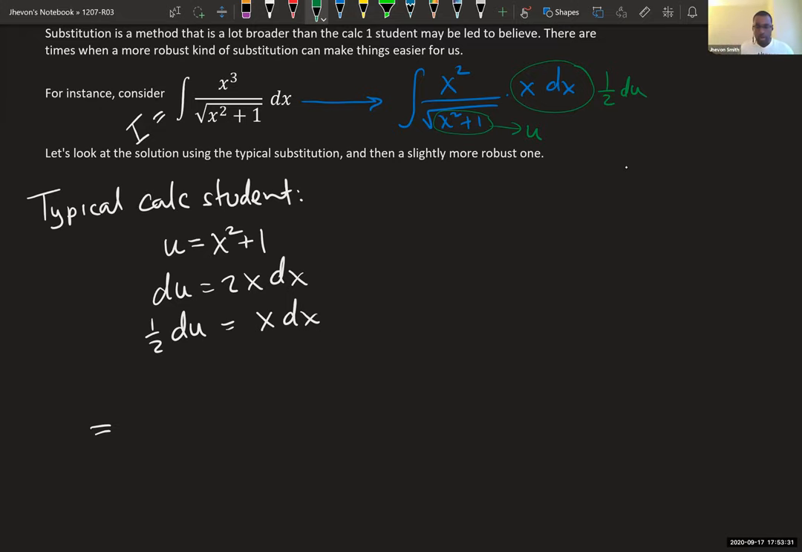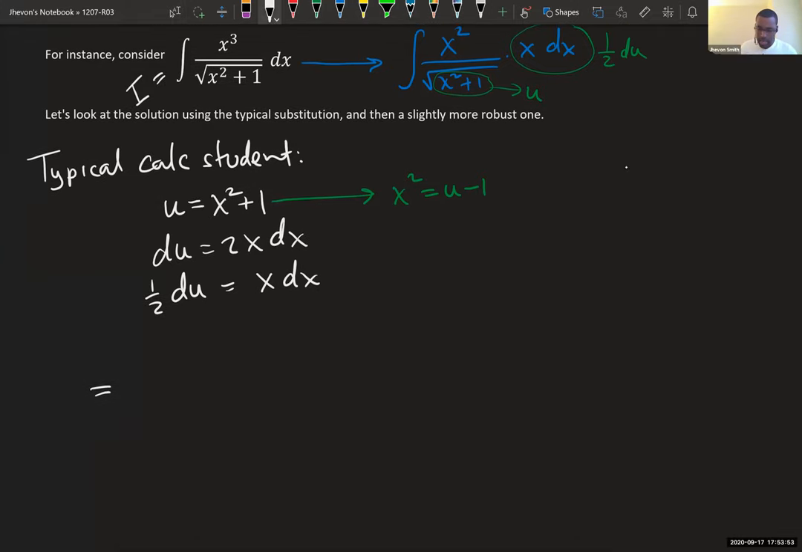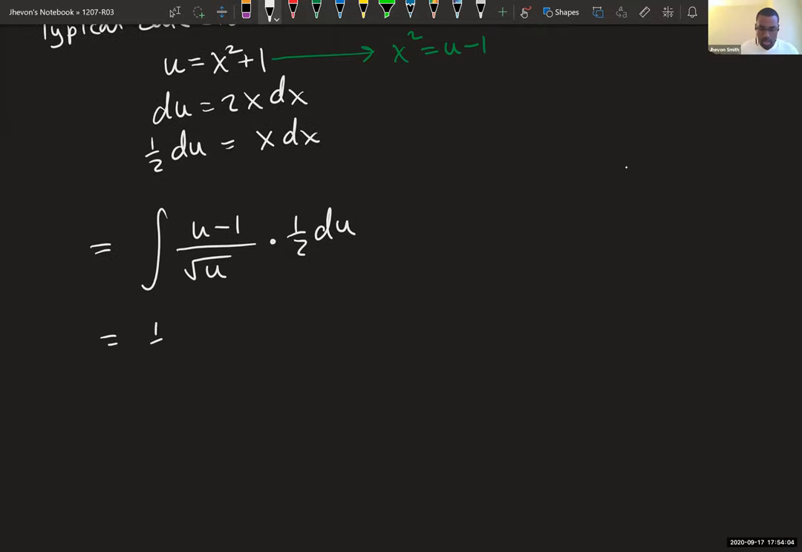What do we do with the x squared? Well, according to this, your x squared is going to be u minus 1. And so you can apply that here. So I can think of the x squared as u minus 1. And now I can apply that substitution. So this is going to look like the integral of u minus 1 over the square root of u times 1 half du. So now you would get 1 half times the integral of u minus 1 over the square root of u.